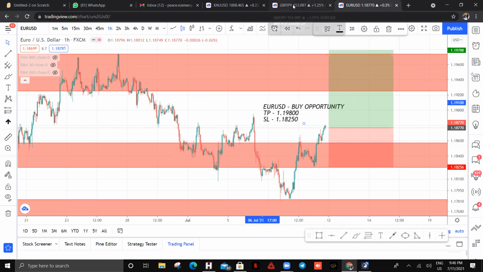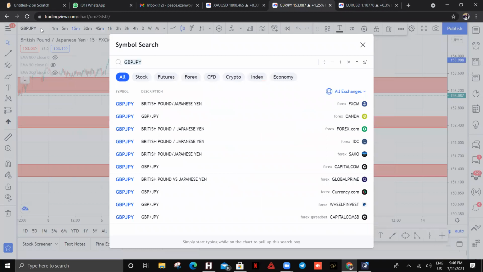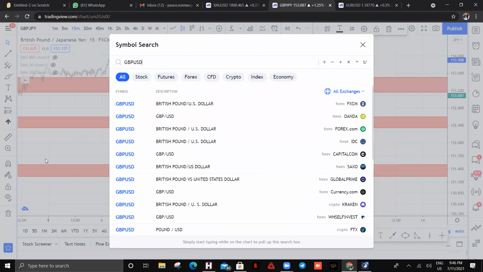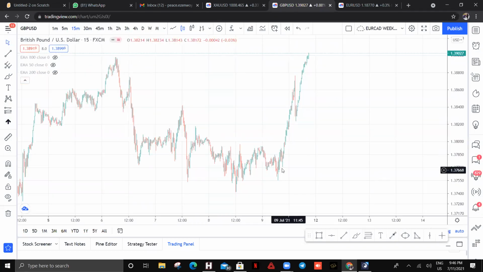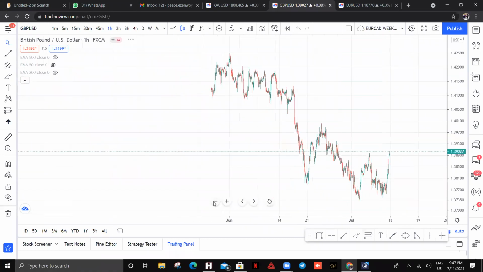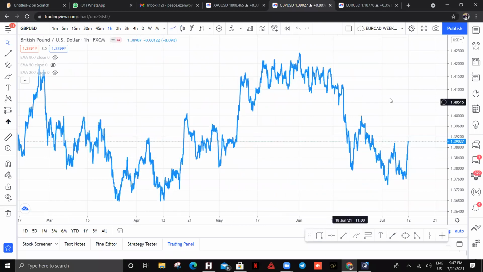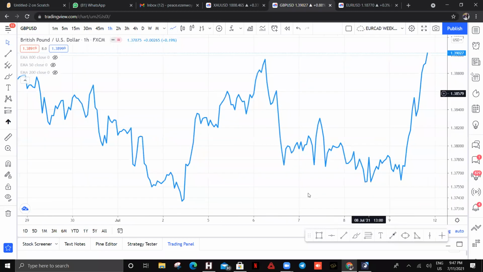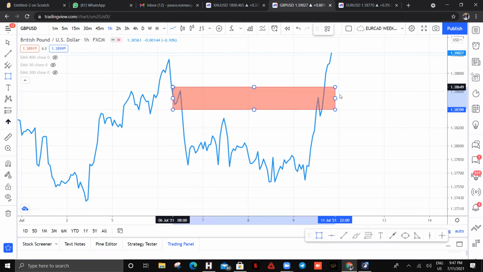Then someone said something about GBP USD, right? GBP USD and Euro. The momentum is very high. Let's see what this has for us. Okay, I'm going to change it. Let me see if I have any zone. It's almost the same thing like GJ, because they move like they're correlated pairs.